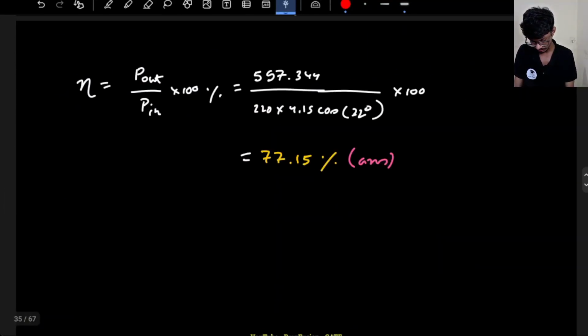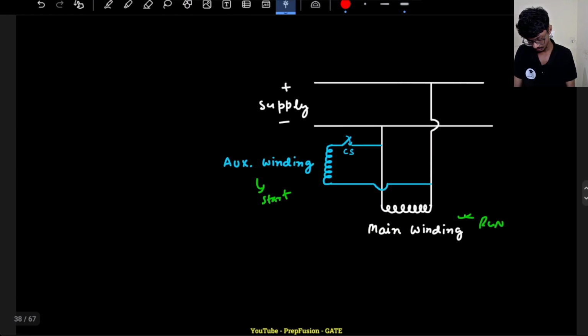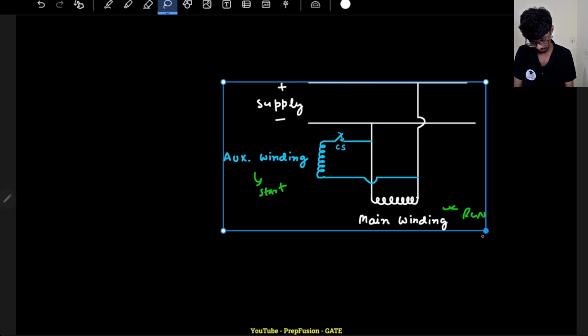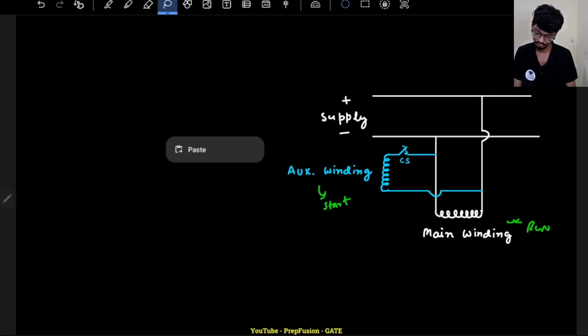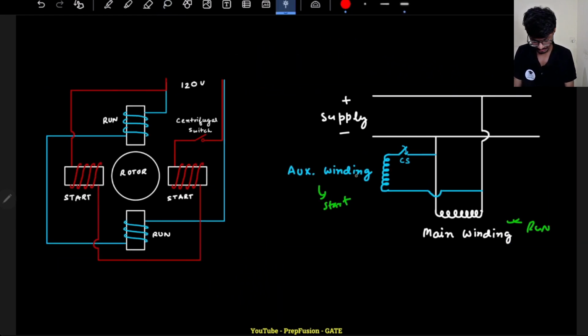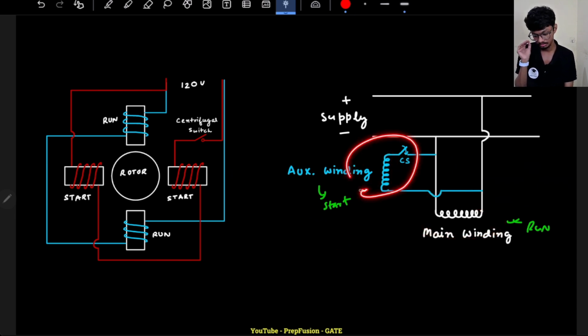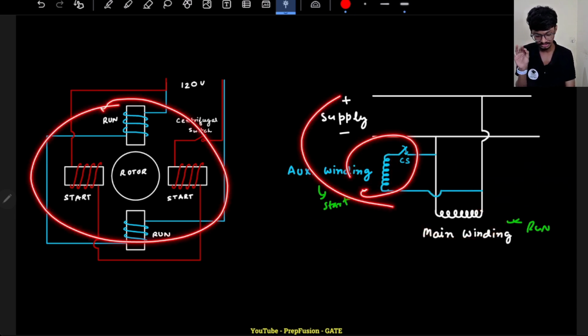Basically it is 90-degree perpendicular, and the auxiliary winding is represented like this to show that the auxiliary winding will be 90 degrees perpendicular to the main winding. Okay, so this is the actual diagram, and this is the circuit diagram.